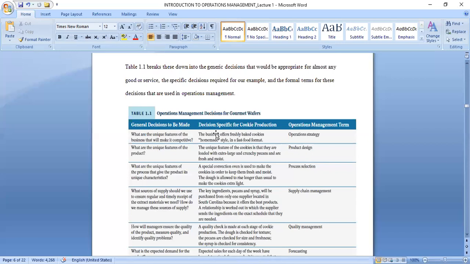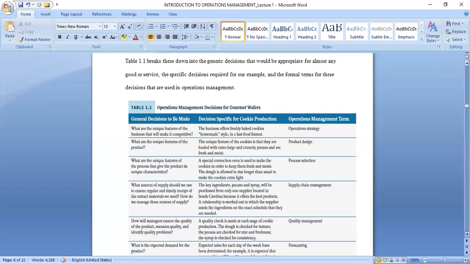So let's look at a case study or an example of a business called Gourmet Wafers. It's a cookie product. They make cookies. So let's look at this example. Maybe it will give us a wider scope and help us understand what we basically mean by the scope of operations management, the decision making in operations management, or the functions of operations management.